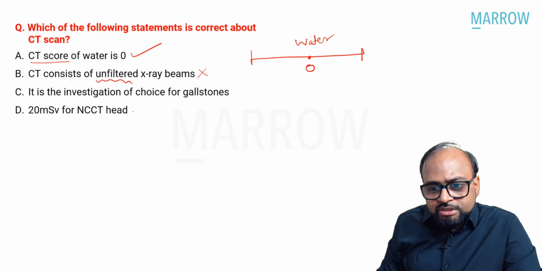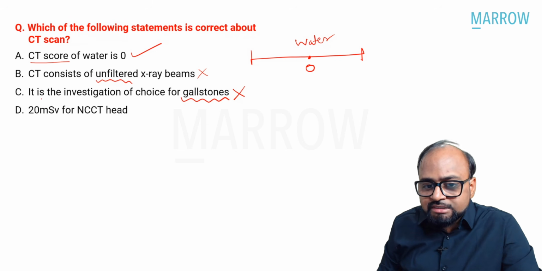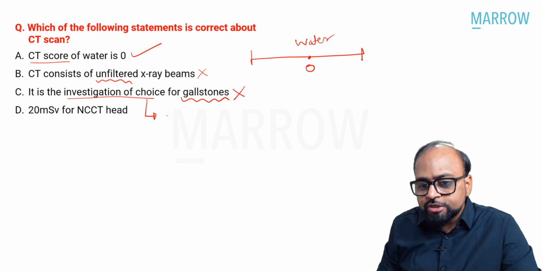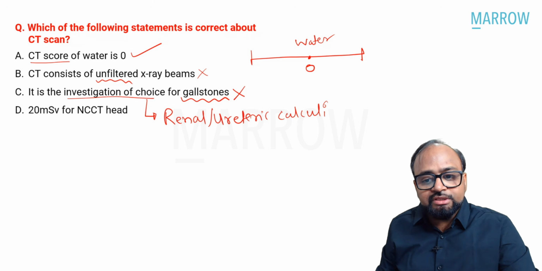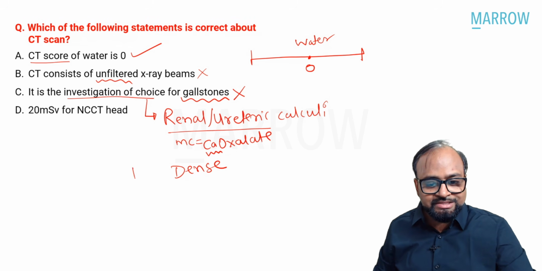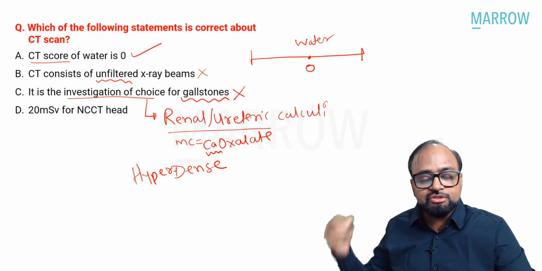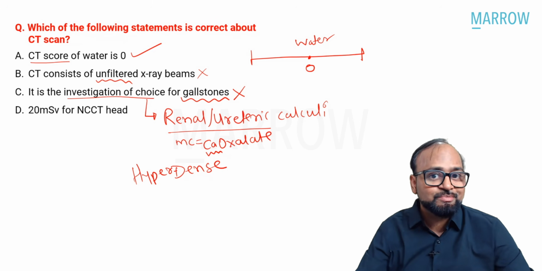CT scan is an investigation of choice for gallstones. It's also wrong. Why? CT scan is the investigation of choice for renal or ureteric calculi. Why? Because the most common renal or ureteric calculus is what? It is calcium oxalate, and because it contains calcium, it is dense, and therefore because of its density, it appears hyperdense or white on CT scan. Therefore, CT scan is the investigation of choice for renal or ureteric calculi, calcium oxalate.